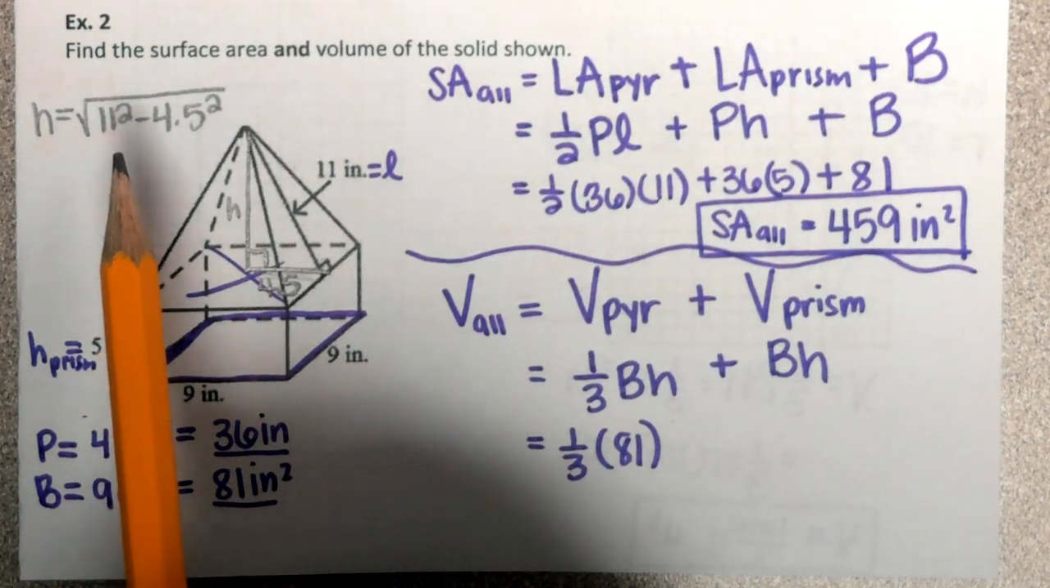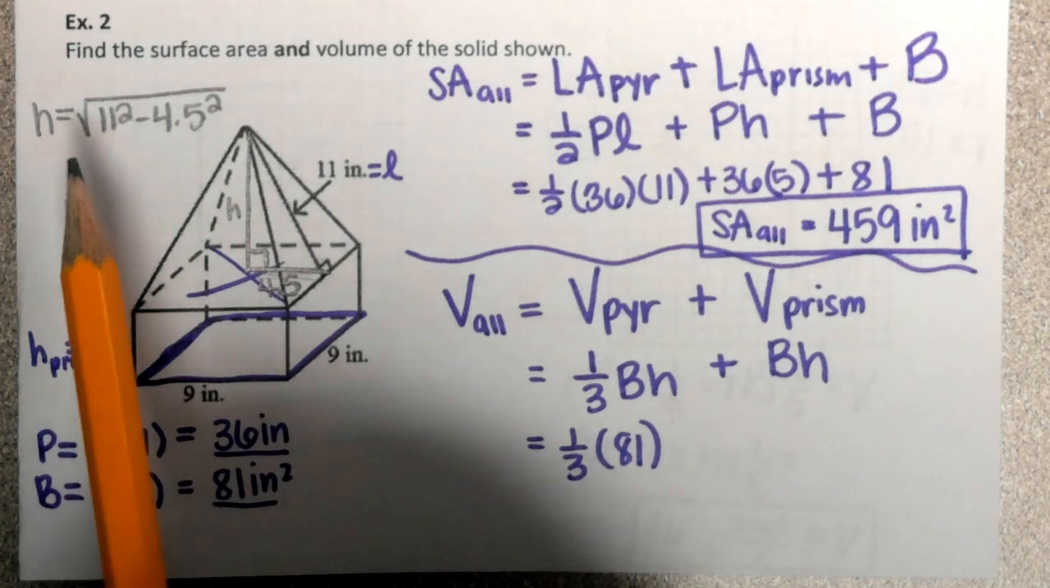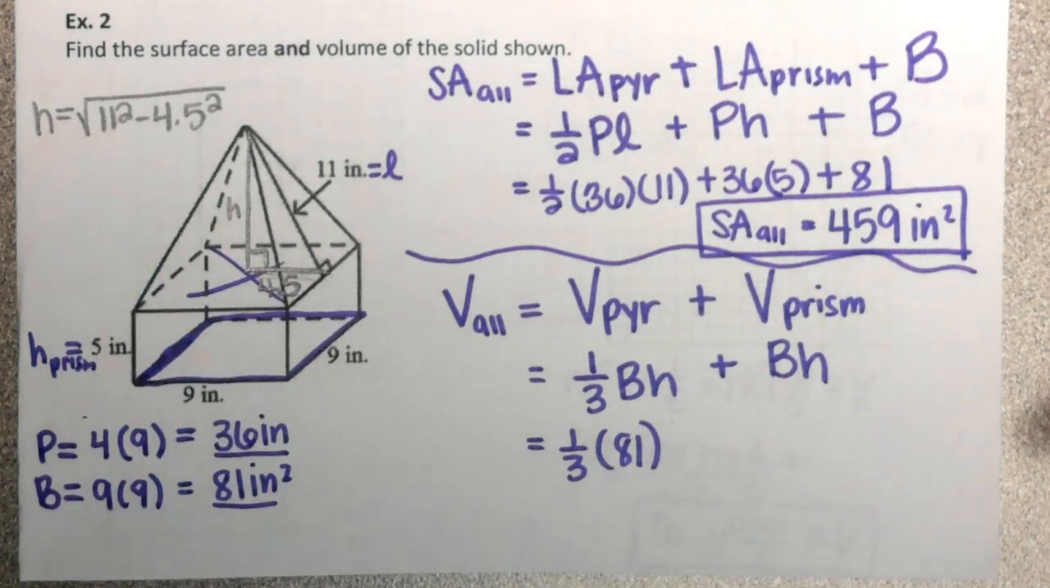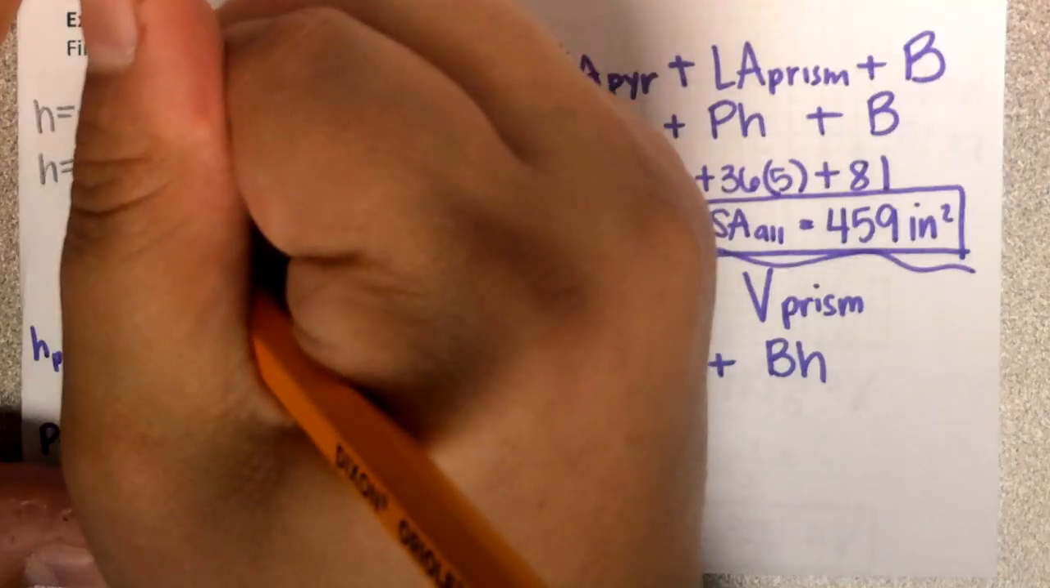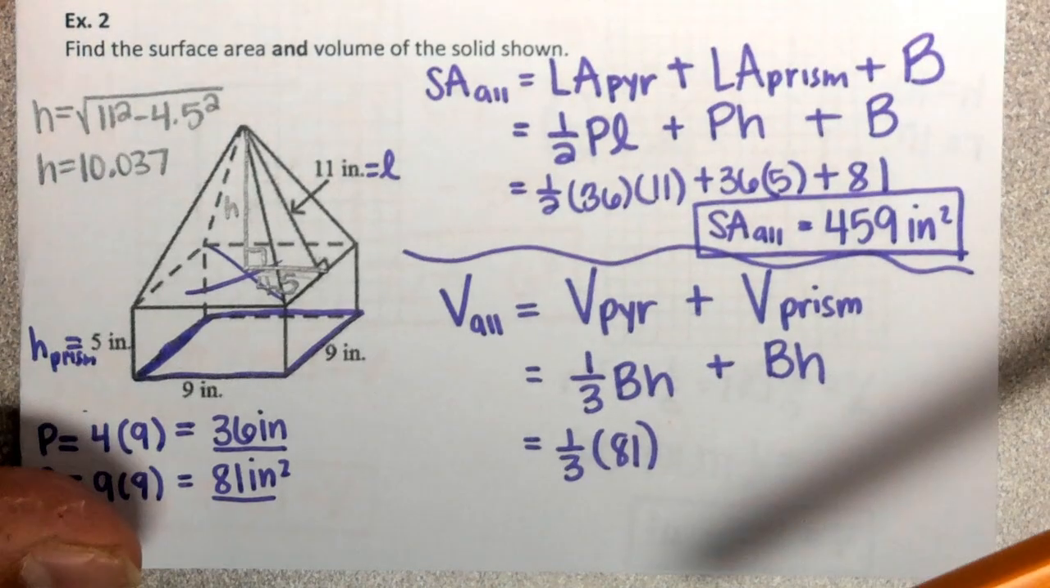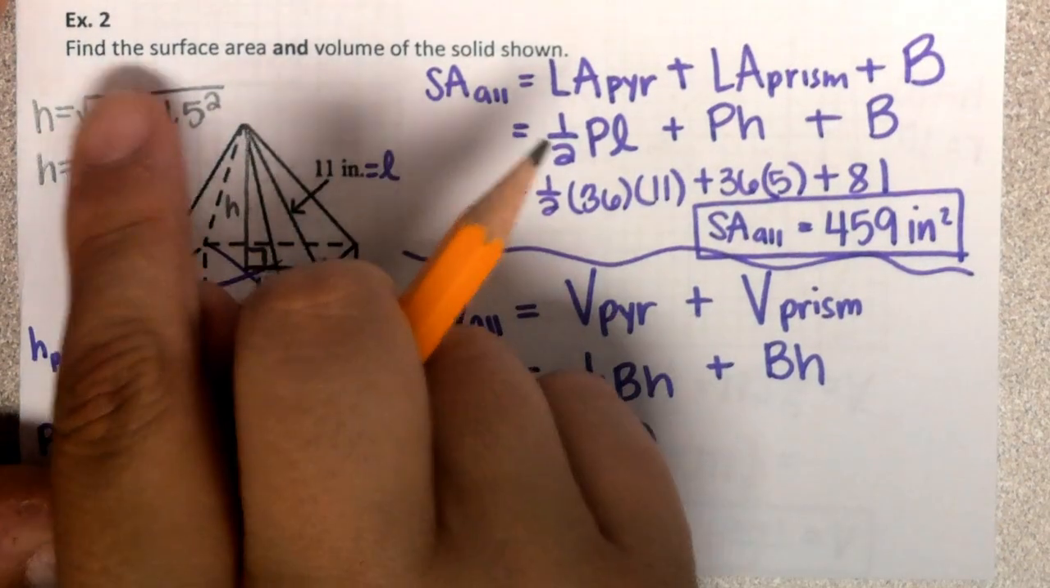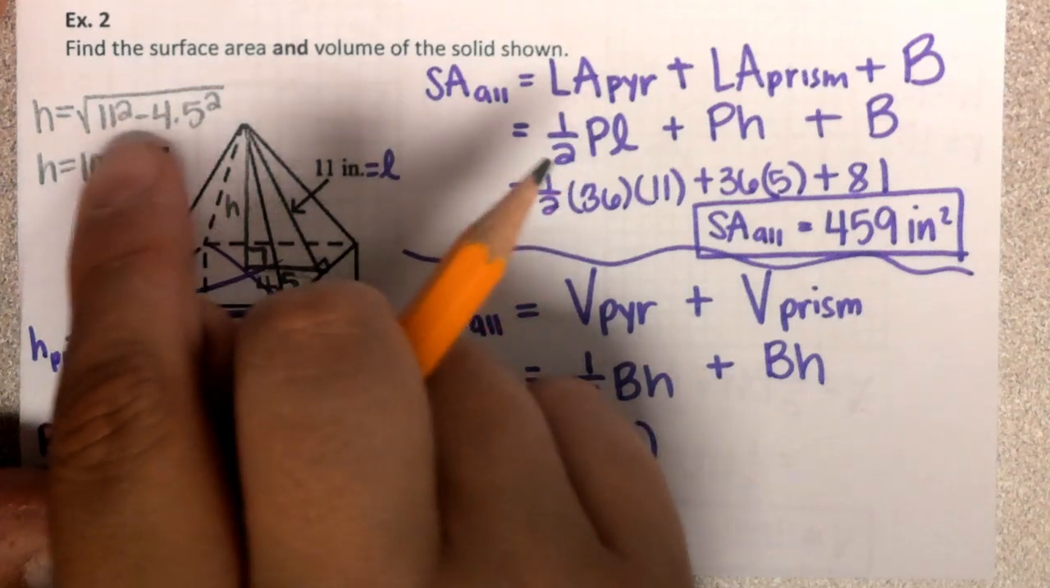Also, please put that into Desmos and store it as H. So H equals the square root of 11 squared minus 4.5 squared, which gives me 10.037. Does anybody need me to explain how I got this right here?